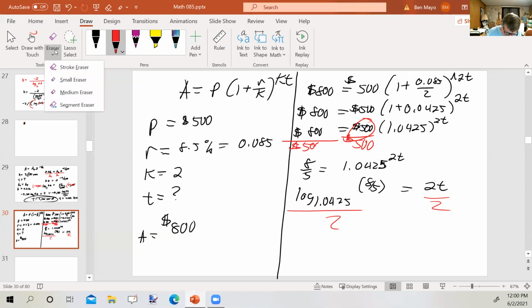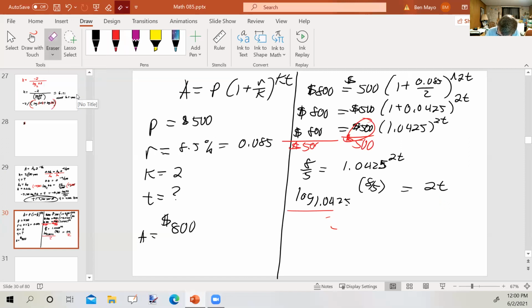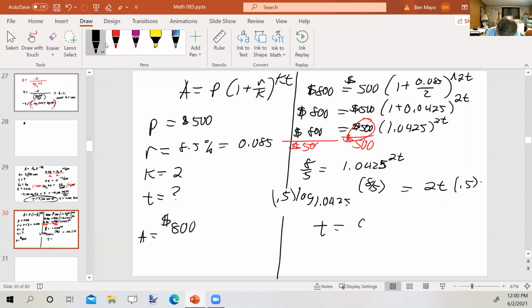Okay. I want to do something a little easier to deal with, though. Wouldn't dividing by 2 be the same thing as multiplying by 1/2? And in fact, wouldn't multiplying by 1/2 be the same thing as multiplying by 0.5? I'm just trying to make it easier to put into the calculator. So I've got t equals 0.5 log base 1.0425 of 8/5. All that to get a 0.5 instead of dividing the whole mess by 2.